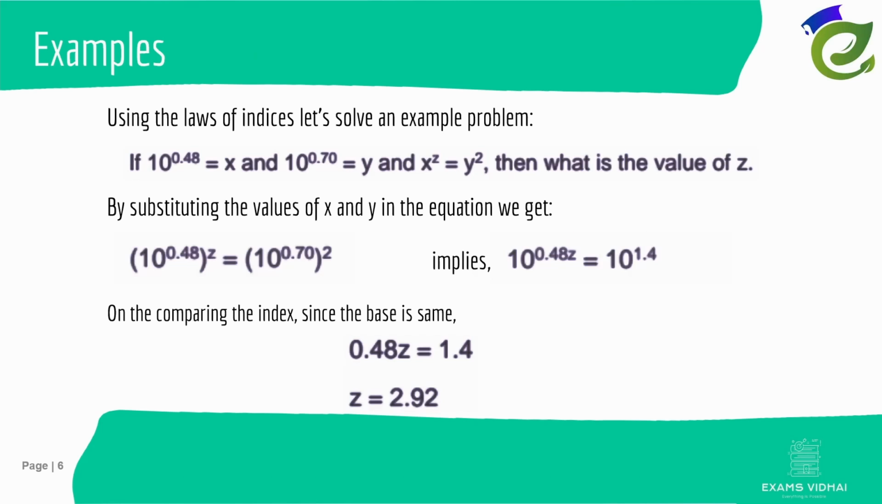As given on the screen, if 10 power 0.48 is equal to x, and 10 power 0.7 is equal to y, and you have another equation, x power z is equal to y square, we have to find the value of z. So we can substitute the values of x and y, which are 10 power 0.48 and 10 power 0.7, in the second equation, x power z is equal to y square. And we would get the equation as we can see on the screen.